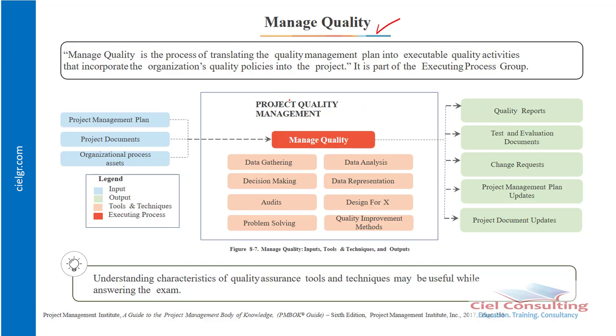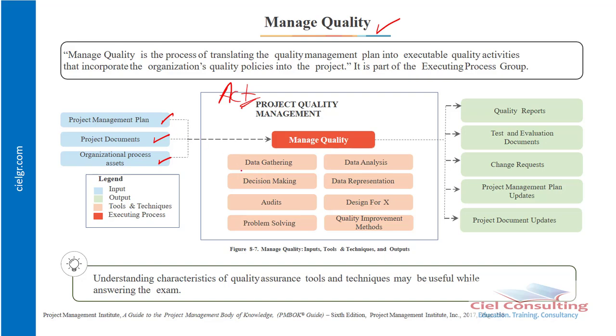Like I mentioned earlier on, manage quality is basically where the action begins. So we begin to act on all of those things that we have in the quality management plan, making sure that the principles are being followed, the metrics as well as the plan that we created in the previous process, that they are being adhered to. So the inputs to manage quality would include our project management plan, as well as our other project documents, and then also the organizational process assets.